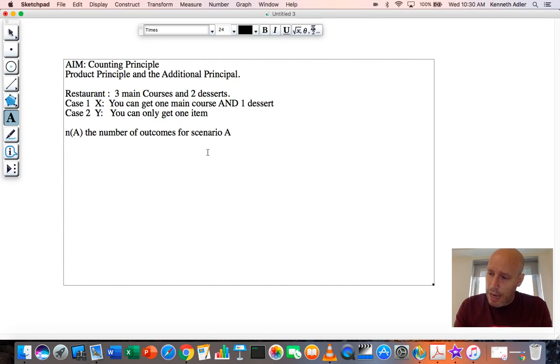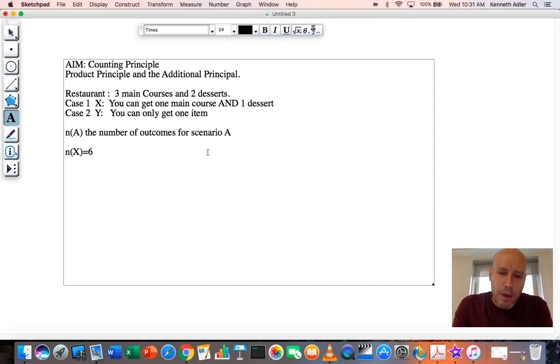So let's take a look at these 2 cases. Let's take a look at case 1. What is N of X? How many different ways? Well, we're going to use the product principle. Anyone have any answers of what they think the number of ways you can get 1 main course and 1 dessert? Yeah, 6. We know that by inspection: course 1, dessert 1; course 1, dessert 2; course 2, dessert 1; course 2, dessert 2; course 3, dessert 1; course 3, dessert 2. So that's 6.